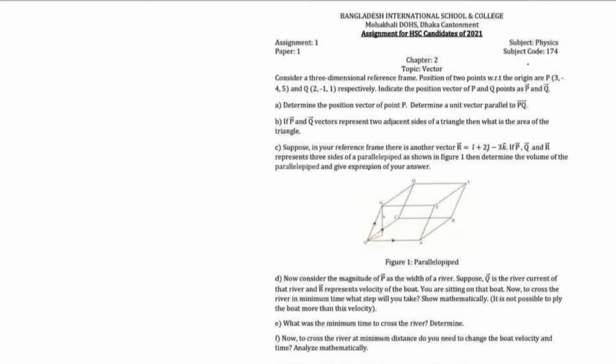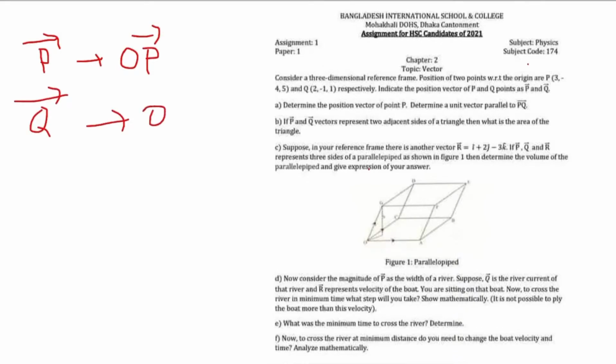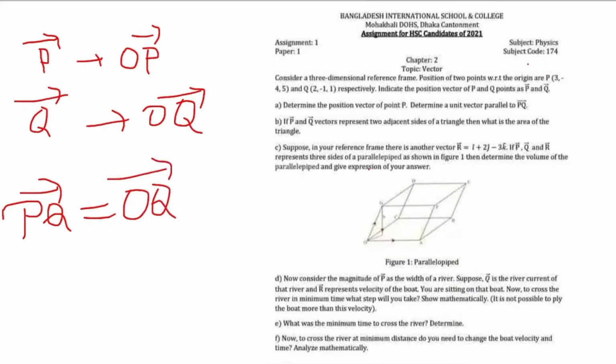That means I have to determine, with respect to origin, the vector P, which is represented as OP, and the point Q, which I represent with OQ. Then to find the vector PQ, I have to subtract OQ minus OP. After this calculation, we can find the vector PQ, and then we have to find the magnitude of vector PQ, and after finding the magnitude we can easily determine the unit vector parallel to PQ.